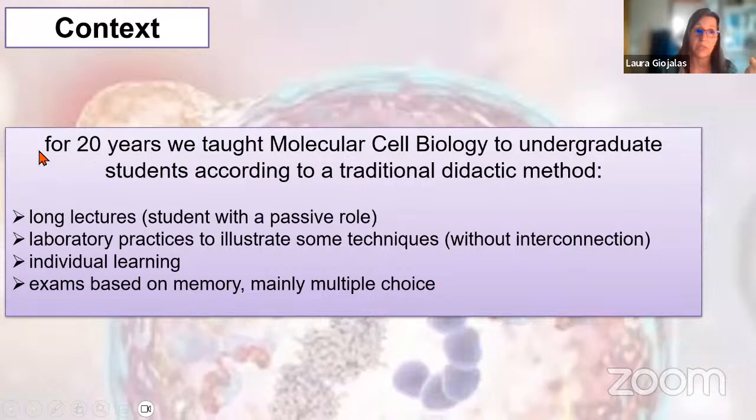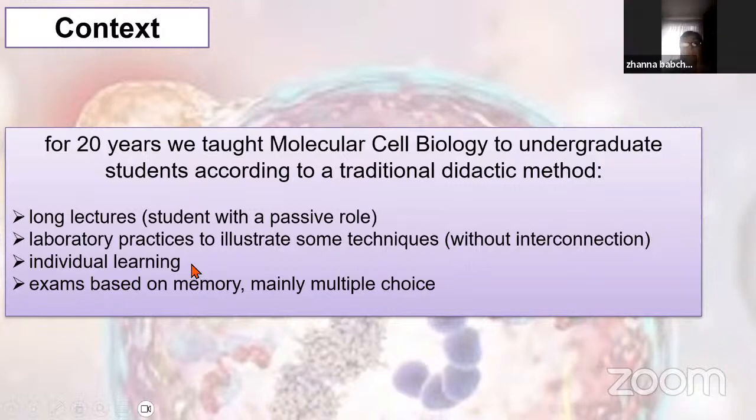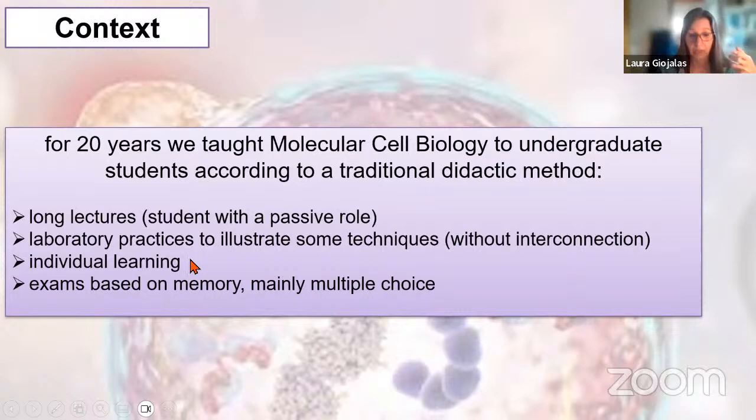We had been teaching for 20 years molecular cell biology to undergraduate students according to the traditional didactic method, which means that we imparted long lectures. So it means that the student had a passive role during the lecture. We had laboratory practice, but just to illustrate some of the techniques mostly used in scientific research and cell biology, but without interconnection between them. The learning was individual. It means that each student studied by themselves. And the exams or assessment were based mainly on memory, in the manner of multiple choice, because we have many students, so we tried to use this technique also to assess student learning.